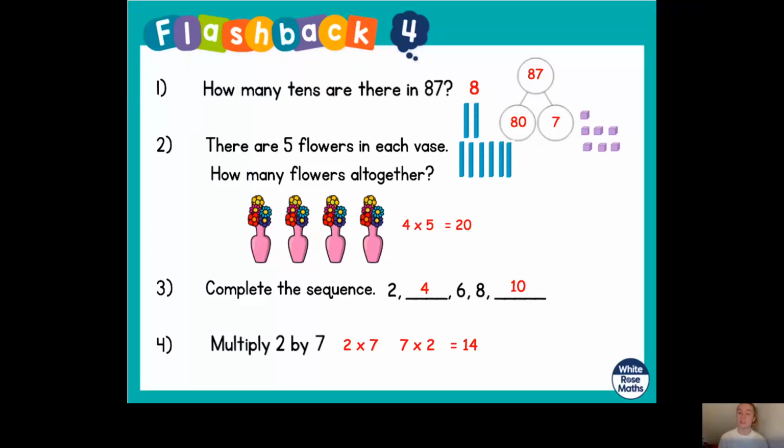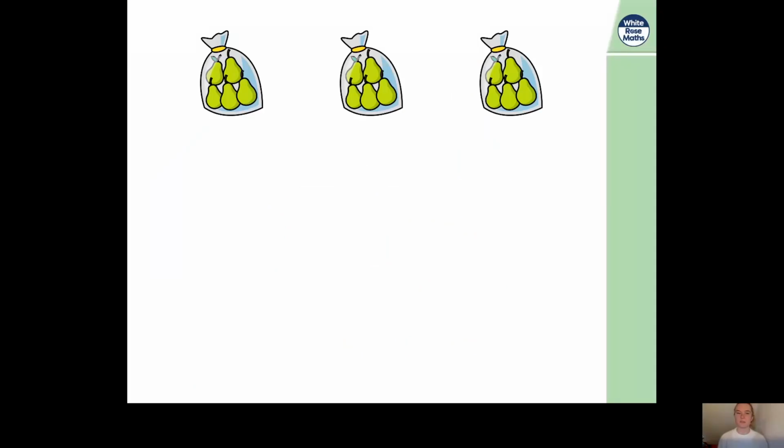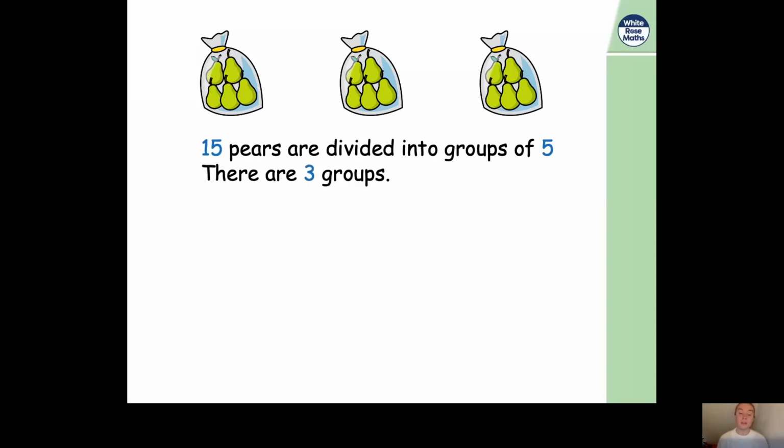Now let's move on to today's learning. So here we go. We've got some bags of pears. And we have 15 pears in total. So in all of those bags together, there are 15 pears. And they've been divided into groups of 5. So in each bag, we have 5 pears. How many bags have we managed to get from dividing 15 pears into groups of 5? Well, yes, we've got 3 groups or 3 bags, haven't we? Now, in these sentences here, we've got 3 numbers. We've got 15, we've got 5, and we've got 3.